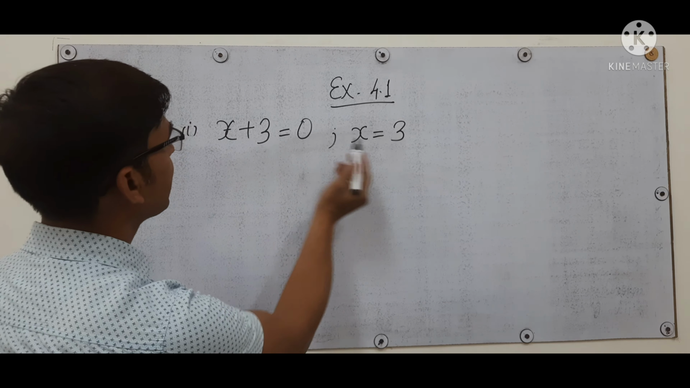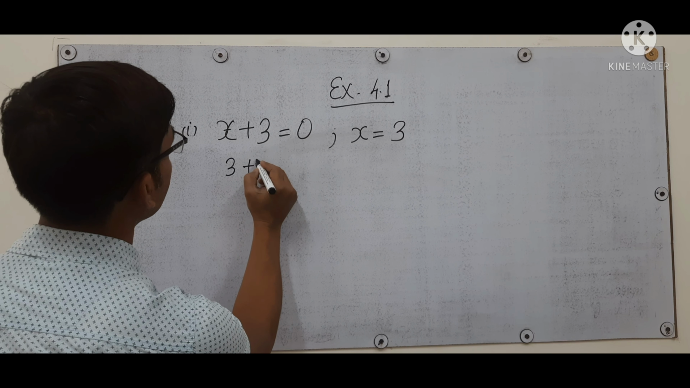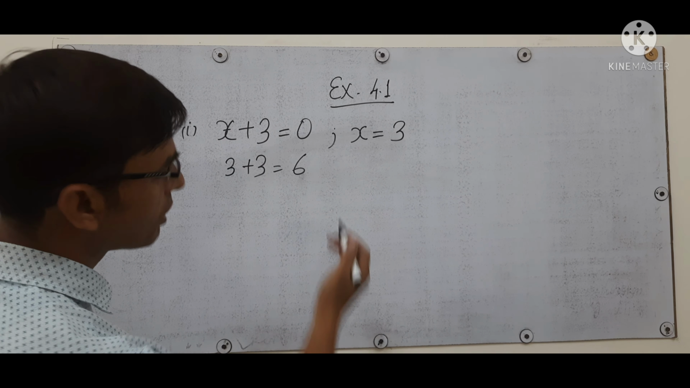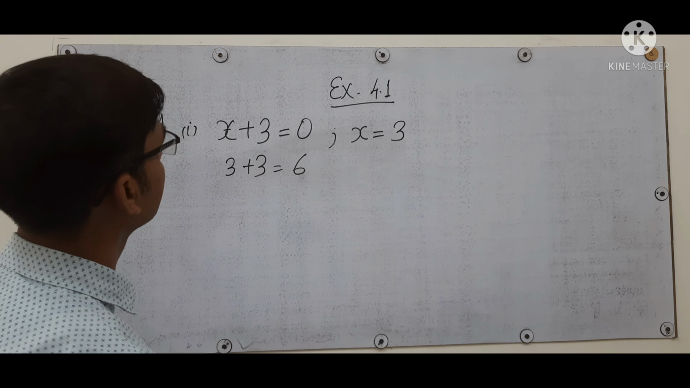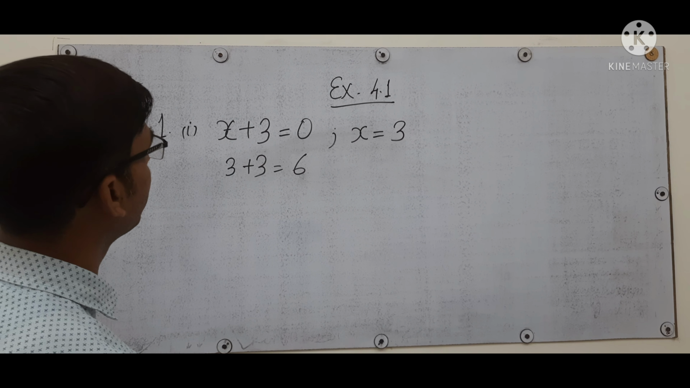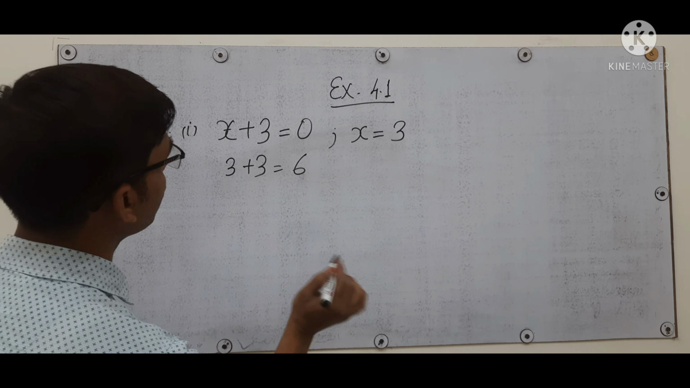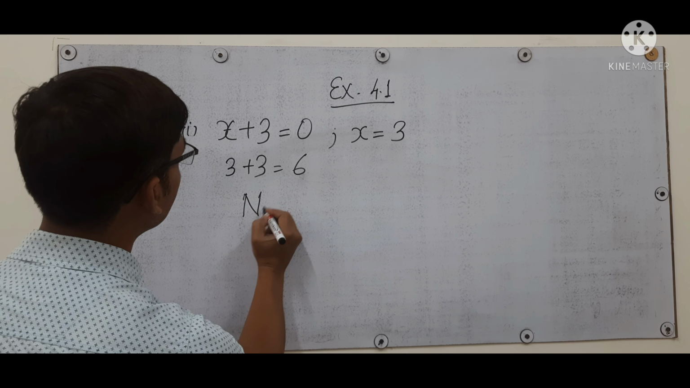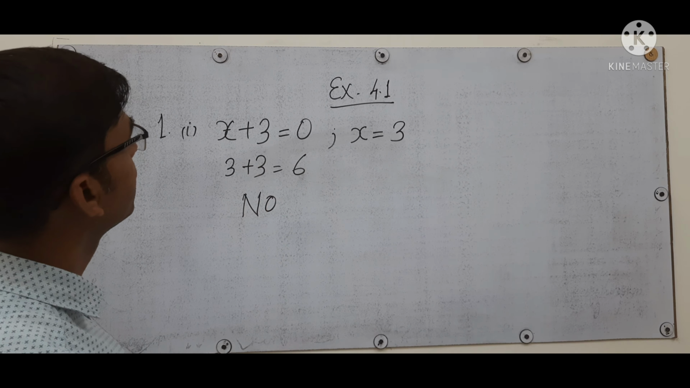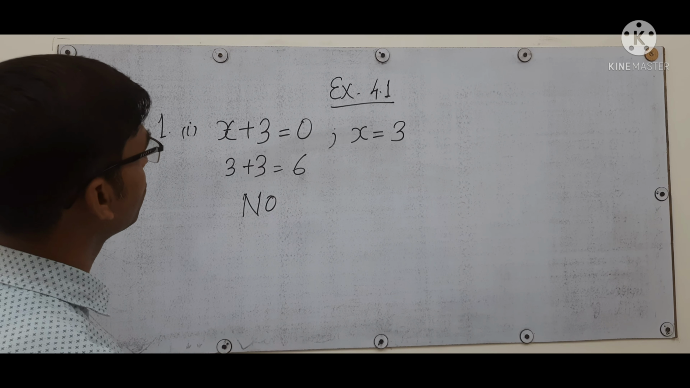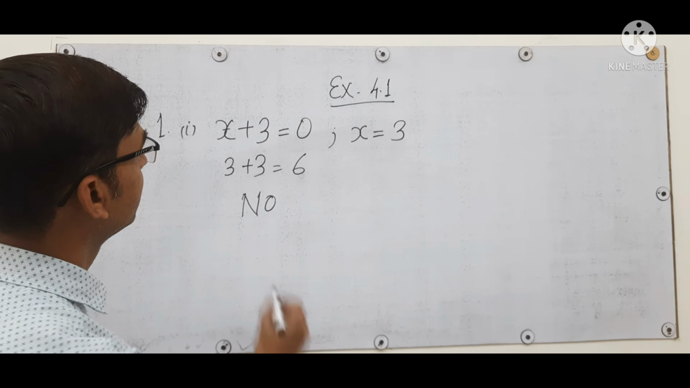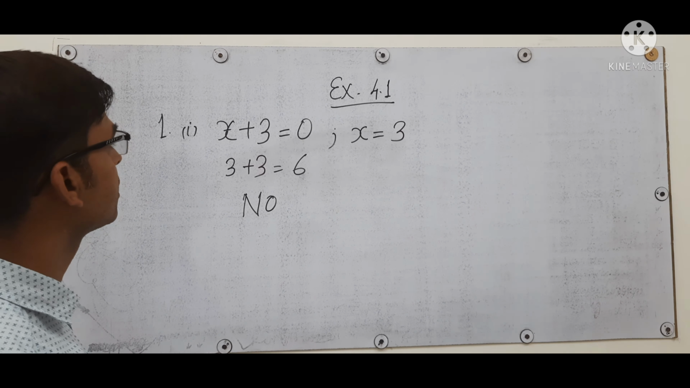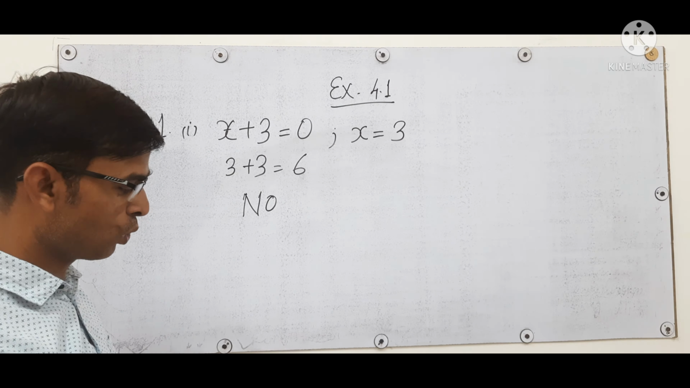When we put x equal to 3, that is 3 plus 3. What will 3 plus 3 be? It is 6. But in the equation it is written x plus 3 equal to 0, so x plus 3 is not equal to 0. That means the answer will be no. Why no? Because x plus 3 is equal to 0 is given in the equation, and when x is 3, it will be 6, not 0. So the equation does not satisfy it, and the answer will be no.